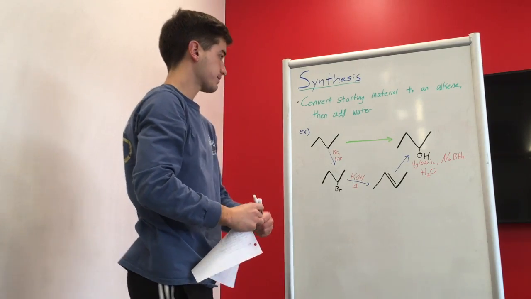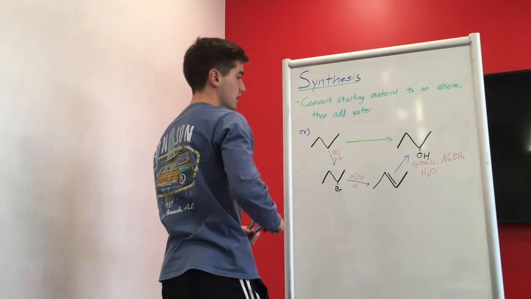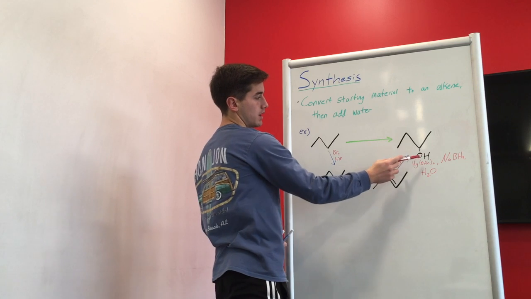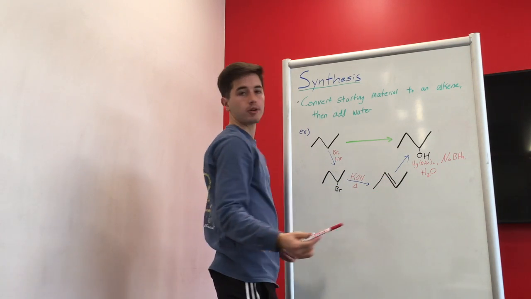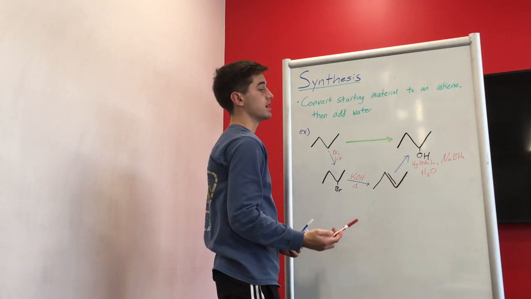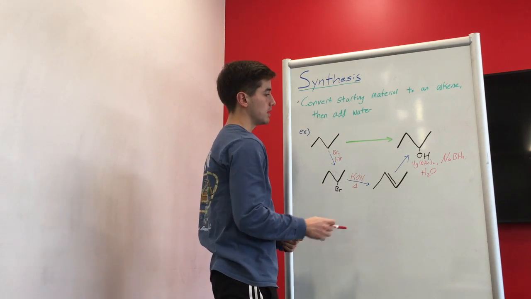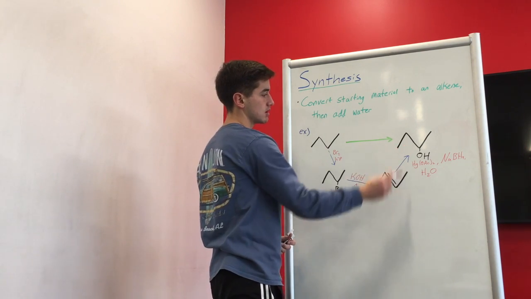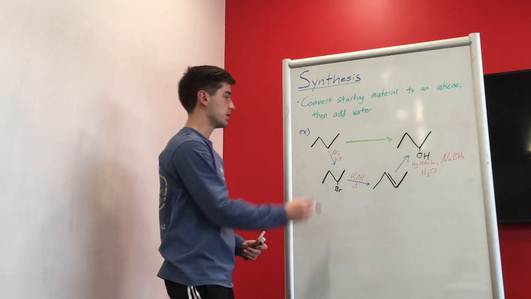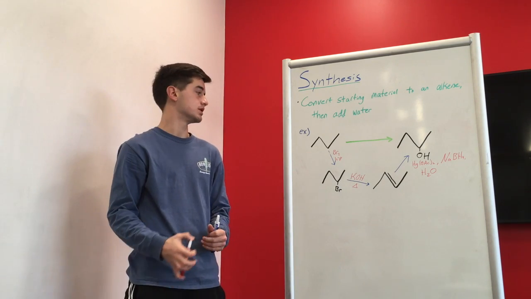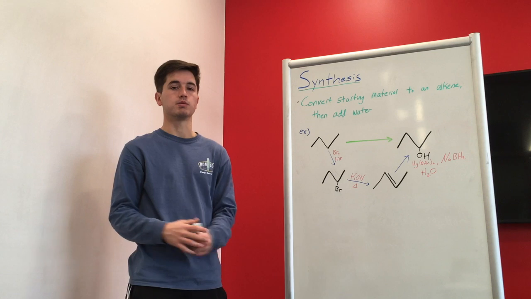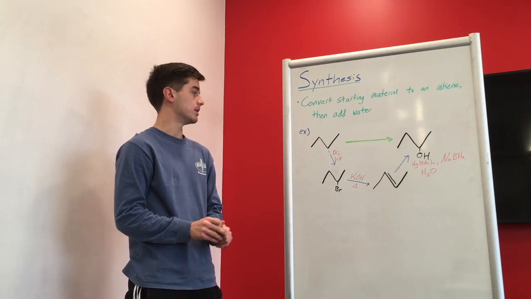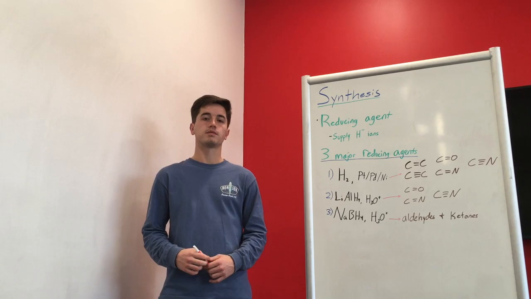So then, now you see that once you have this, it'll add an OH on a higher priority group, but they both are the same, so it added on to either. And you end up getting this 2-butanol from this butene. And that's just one example of how to convert an alkene to an alcohol.